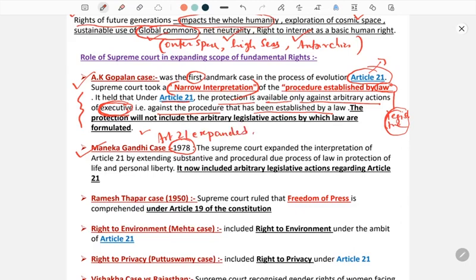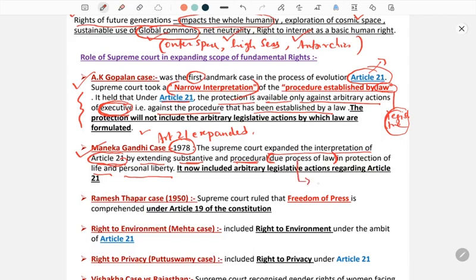Because in 1978 the Supreme Court expanded the interpretation of Article 21 by extending substantive and procedural due process of law. So the Supreme Court said under Article 21, from today due process of law is also included in the protection of life and personal liberty. Now what is due process of law? No need to write here what is due process of law.